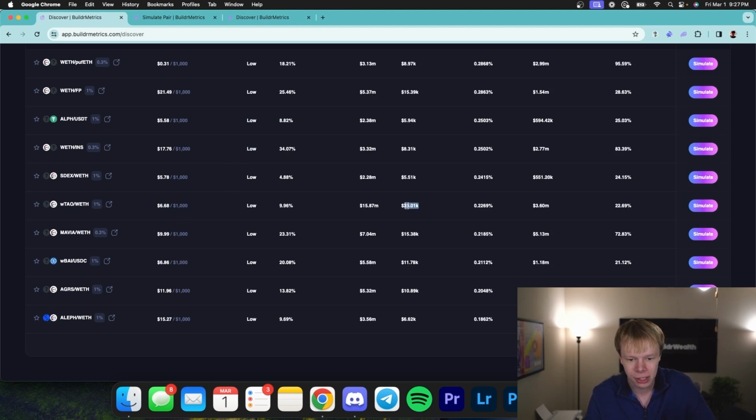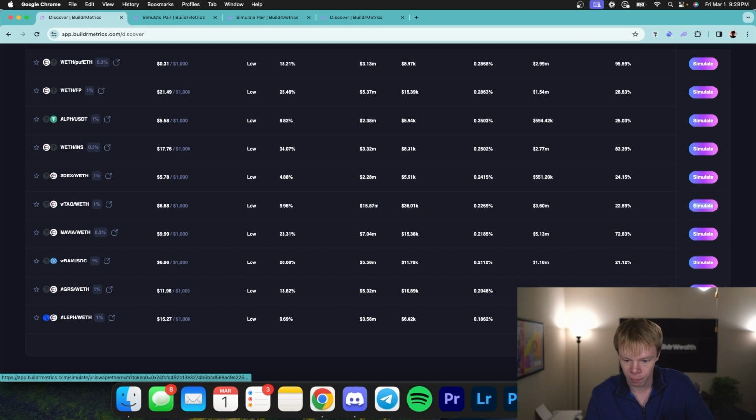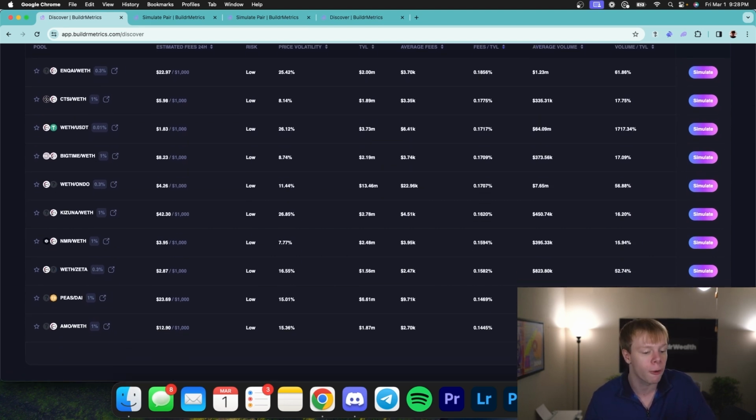Additionally, I see this wrapped towel position that's showing a $6.68 return per $1,000 deposit, and this has $36,000 in fees and only 15 million TVL. I'm also going to pull up this pool right here, and we can go further and further down the list until we start to find some crypto assets that we are familiar with.